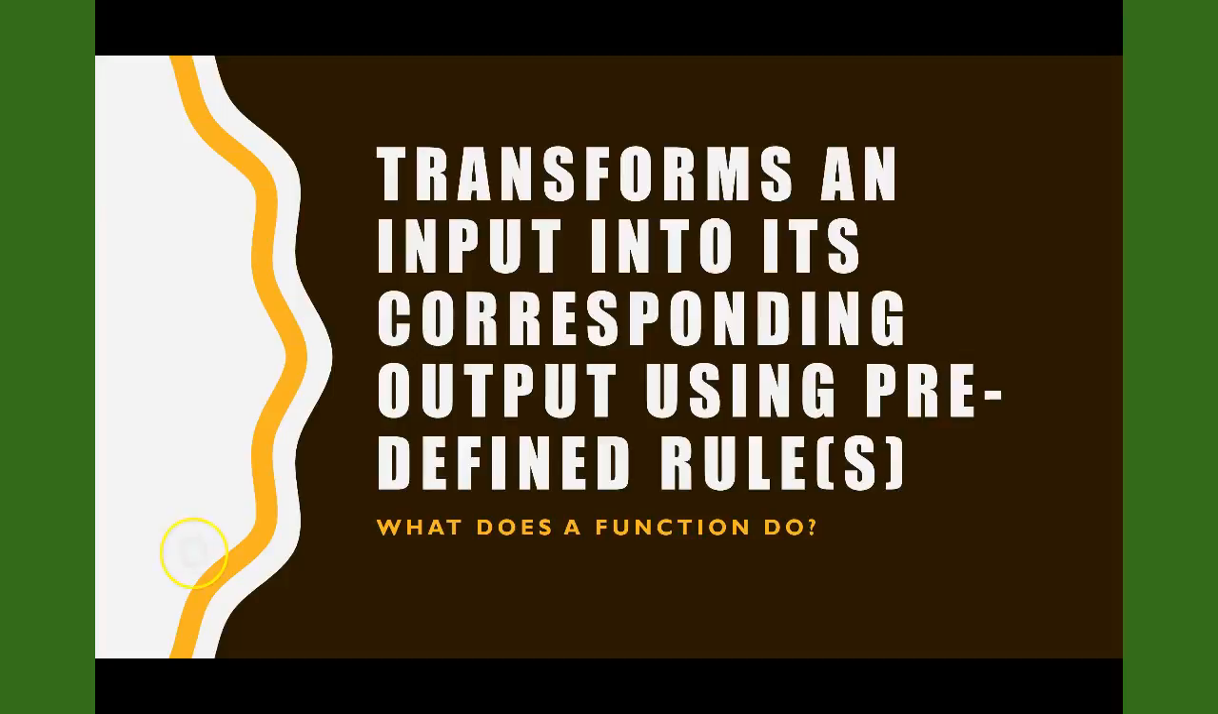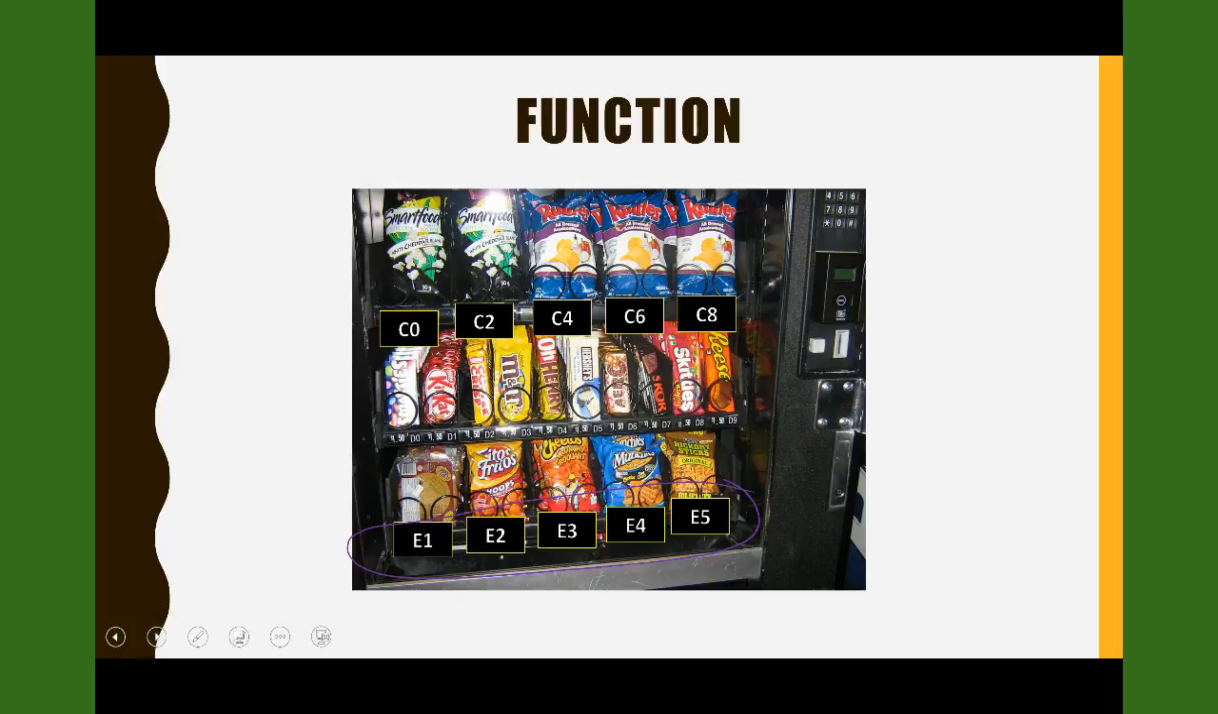Now, think of this as, again, going back to the vending machine. If I press E3, the vending machine will give me Cheetos. If I press C6, the vending machine will give me Ruffles. So the vending machine is like a function. It transforms the input, the letter-number combination that I type, and gives me back the snack that I want.